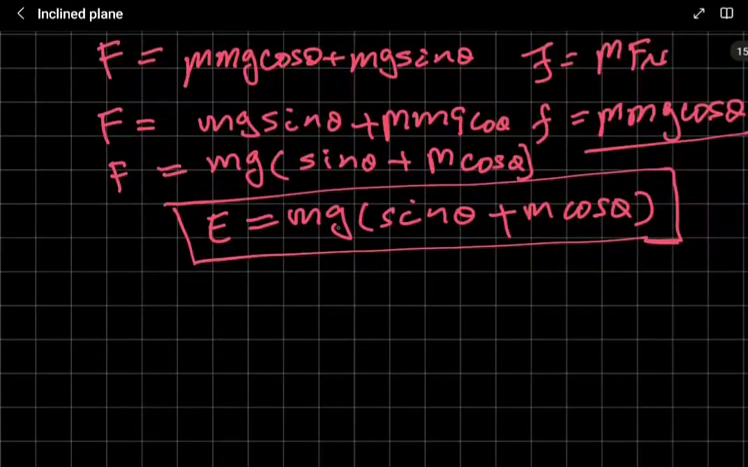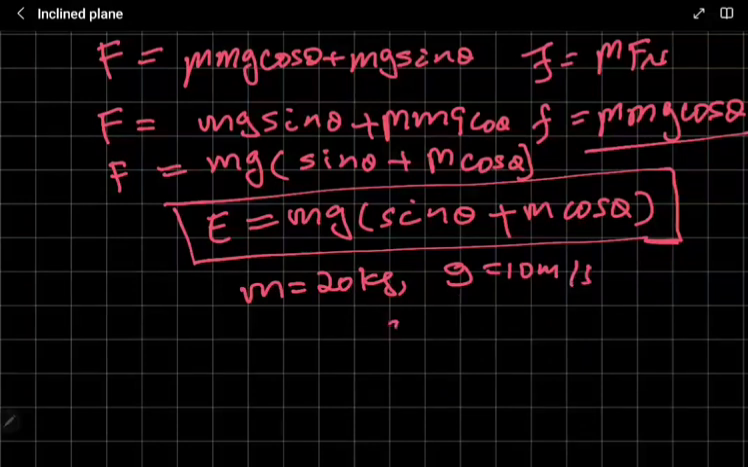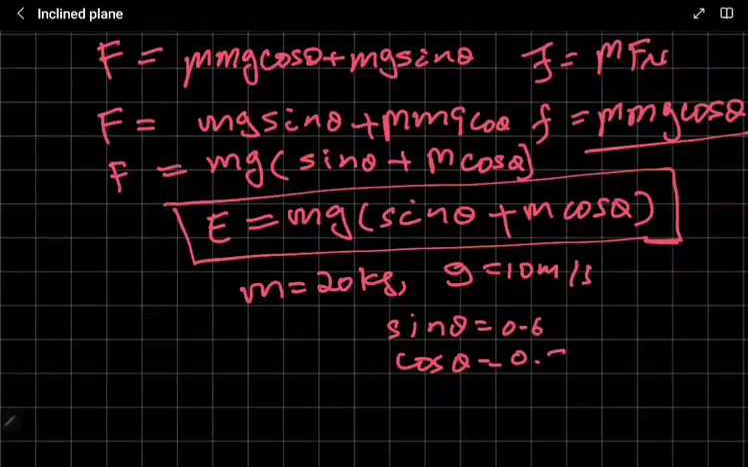In this case, we have given the mass is 20 kg. Gravity is 10 meters per second squared. We have the sine of the angle as 0.6, and the cosine of the angle as 0.8, and the coefficient of friction is 0.2.